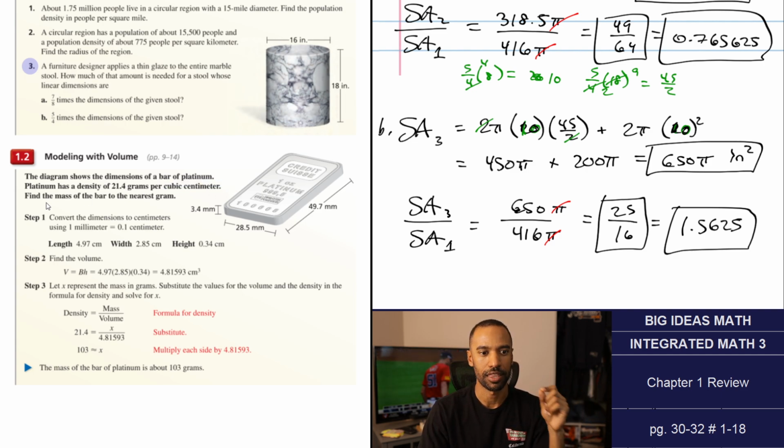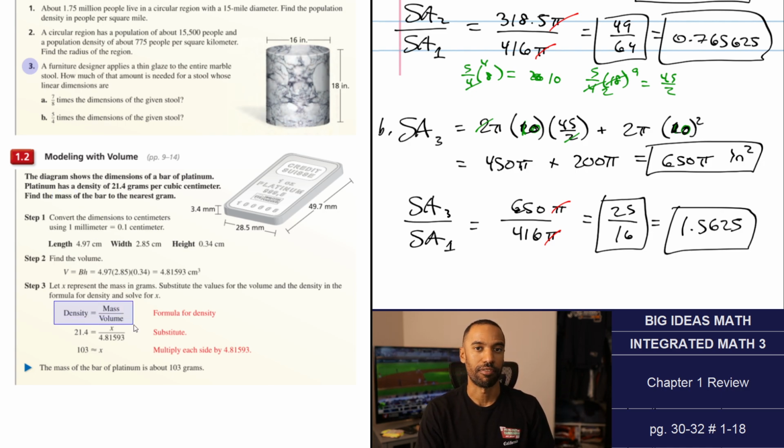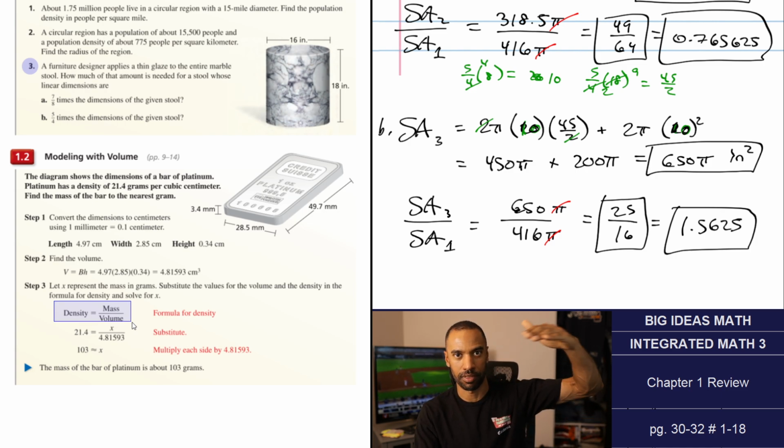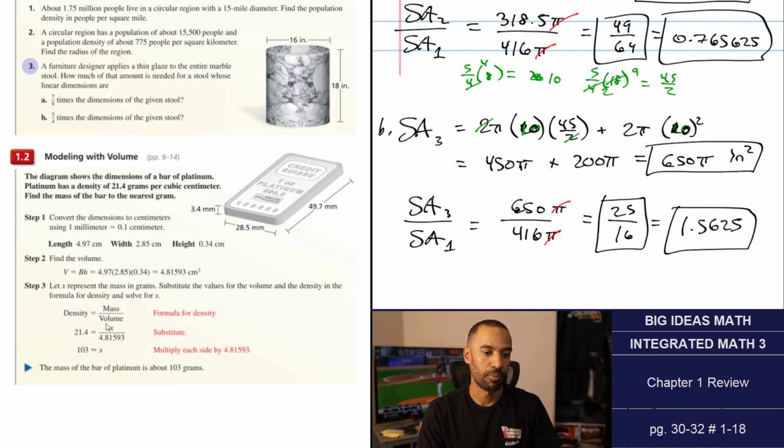We need to find the mass. The mass will be in grams. Density is mass over volume. This is the classic density version, not just population density of this over that. But this one's mass over volume, and we need to find that mass. They're calling it X. Here's the density that they gave us, 21.4 grams per cubic centimeter. Multiply both sides by the 4.8-ish number. You get around 103 grams of mass.